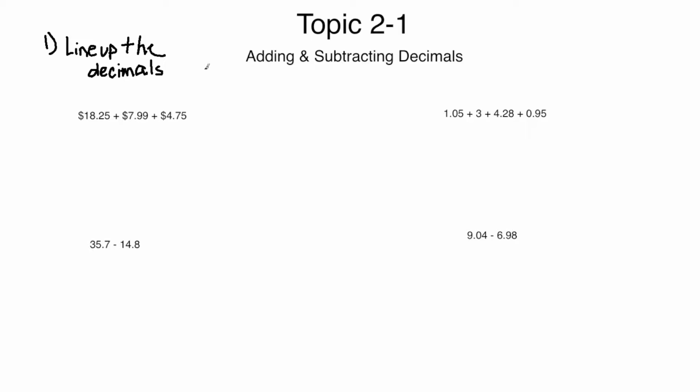So go ahead and push pause and copy these 4 problems down. Okay, here's the first one. Go ahead and line up the decimals and see what answer you come out with. So pause it right now and do it.